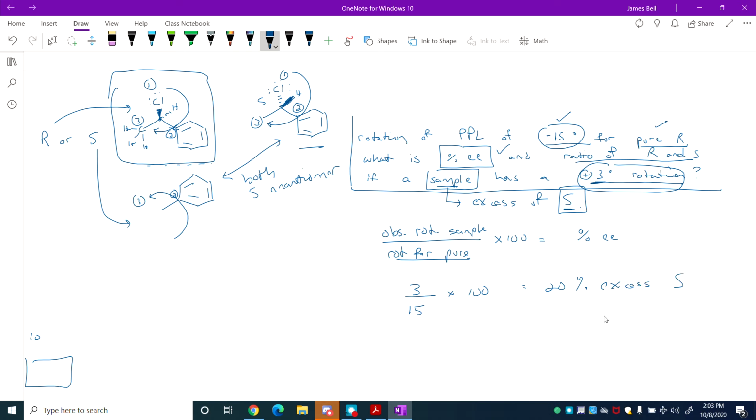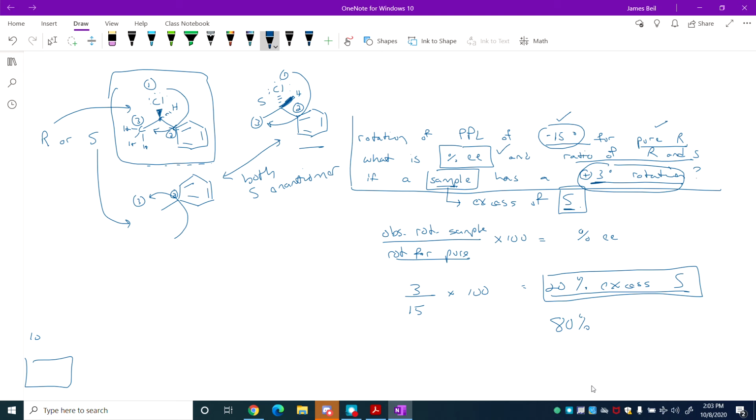If I had a 50-50 mixture, the rotation would be 0. I see a slight rotation in the positive direction because I have slightly more S. That's not being canceled out by the presence of R. So if 20% of the mixture is excess S, what's the deal with the other 80%? Is it R?